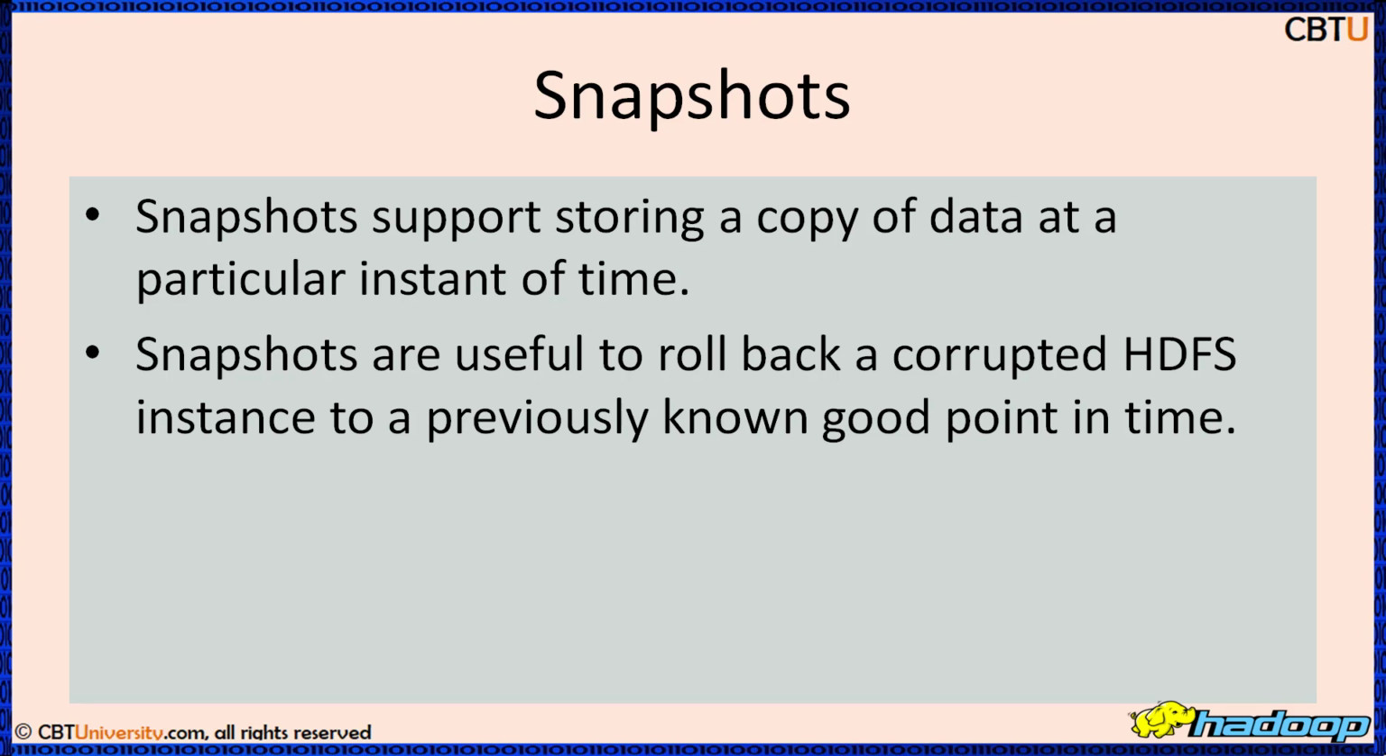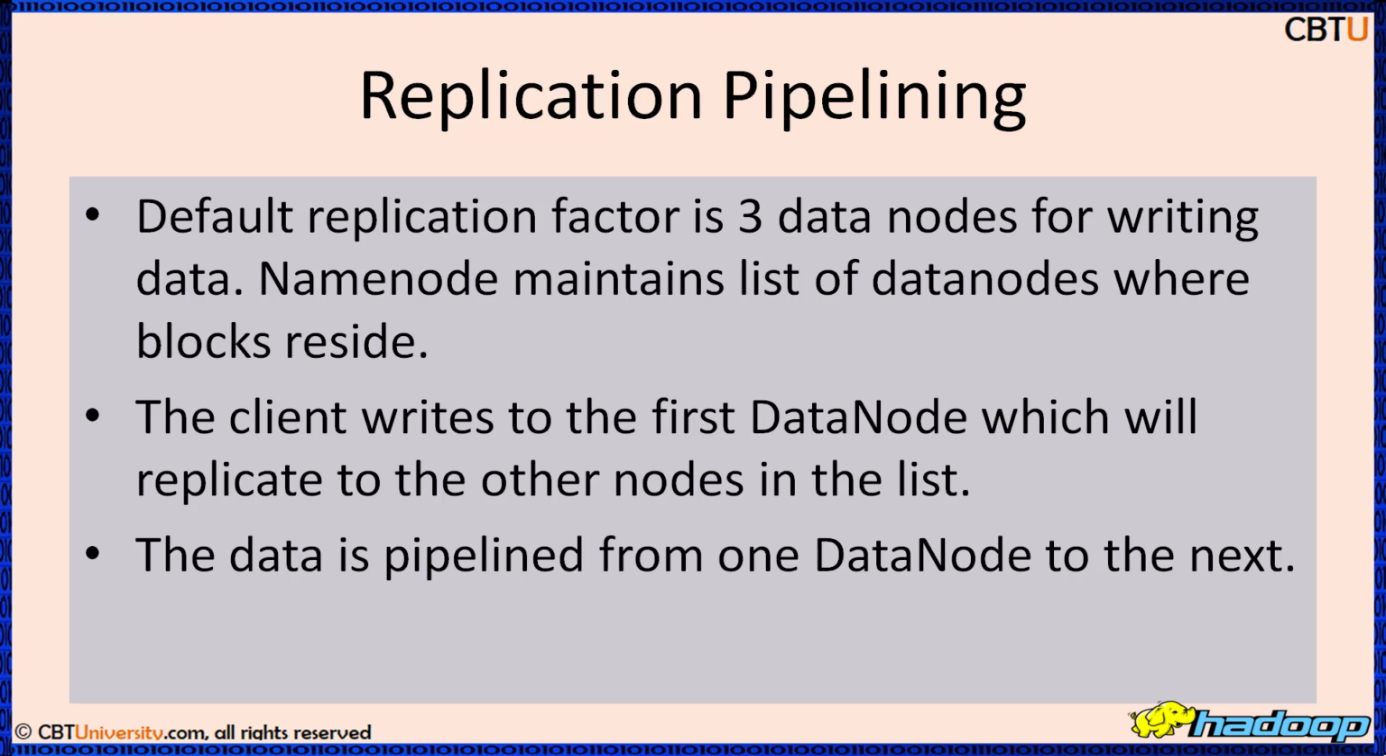Snapshots support storing a copy of data at a particular instant of time. Snapshots are useful to roll back a corrupted HDFS instance to a previously known good point in time. Default replication factor is 3 data nodes for writing data. Name node maintains a list of data nodes where blocks reside. The client writes to the first data node, which will replicate to the other data nodes in the list. The data is pipelined from one data node to the next.